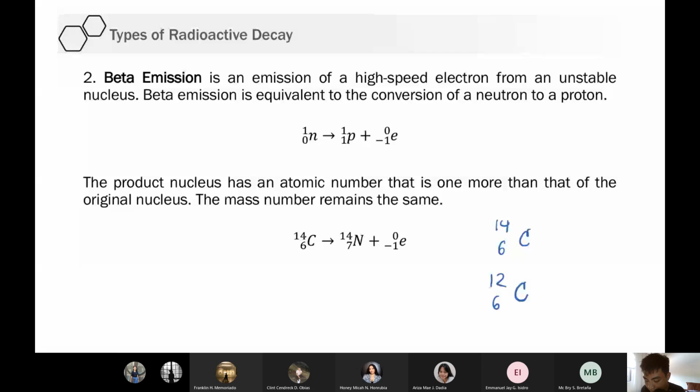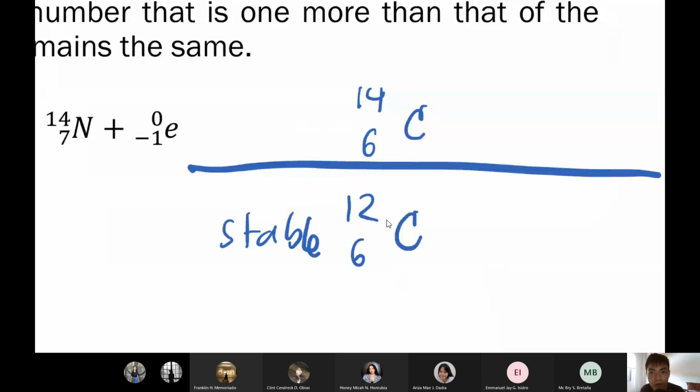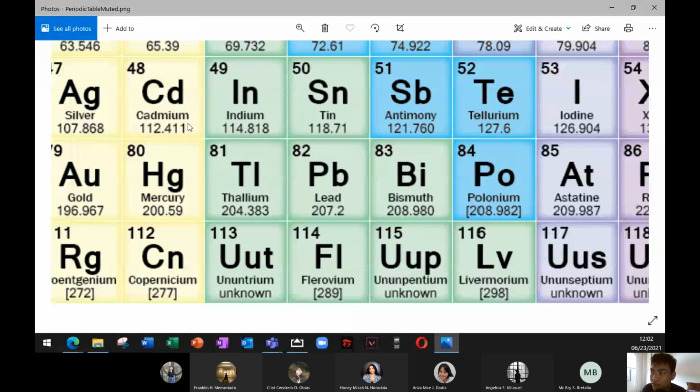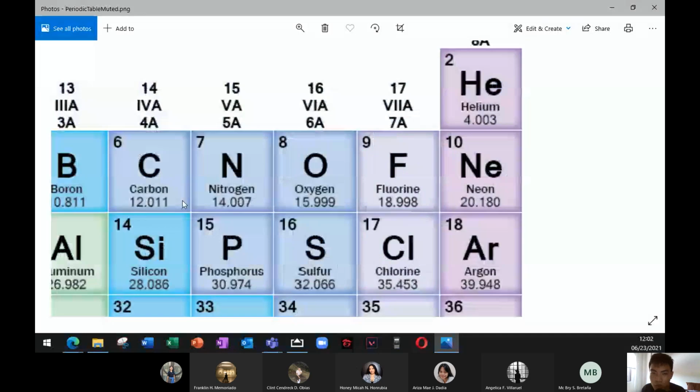Okay. This is the stable form of carbon 12. Paano mo malalaman yung stable form of carbon? Gagawin mo ganito lang. Tingin ka lang sa periodic table, i-round off mo yung mass to whole number. Itong 12.011, gawin mo 12. Okay. So stable version niya yung 12. Yun yung shortcut doon.